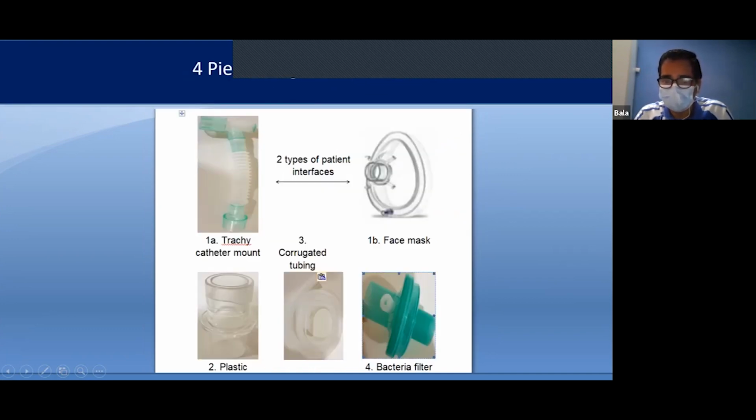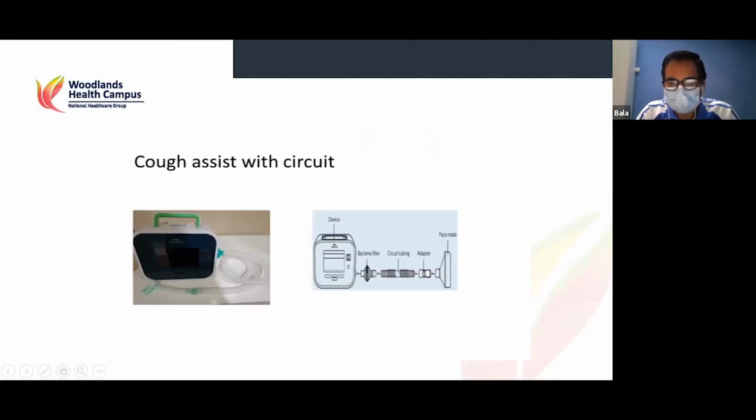These are some of the accessories we use when you use cough assist. This is the trachea mount, and this is the face mask. This is the connector, corrugated tube, and filter. All these are required when you're using cough assist. This is how the connection looks. If the patient is on an ETT or a trachea, you have this trachea connector here. If the patient is on NIV and you are using a face mask, the connector is with the face mask. The interface can be either a connector which connects to the trachea or a face mask which connects to the face.